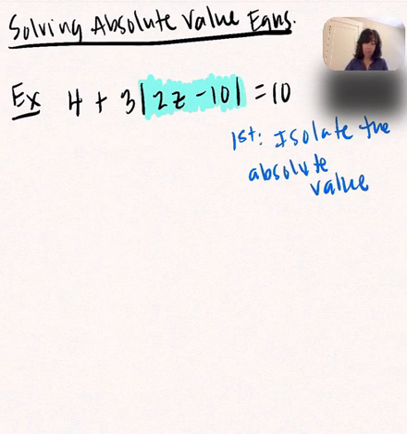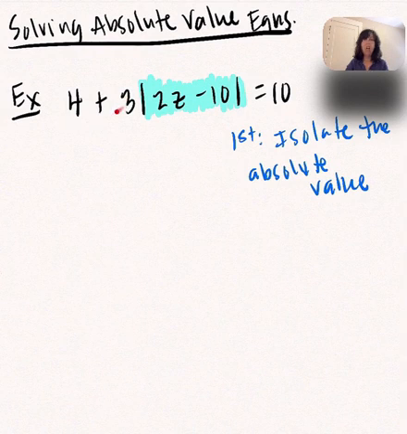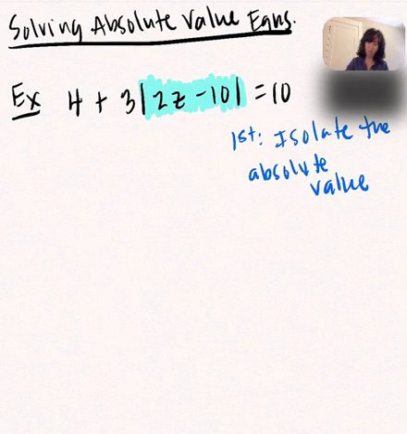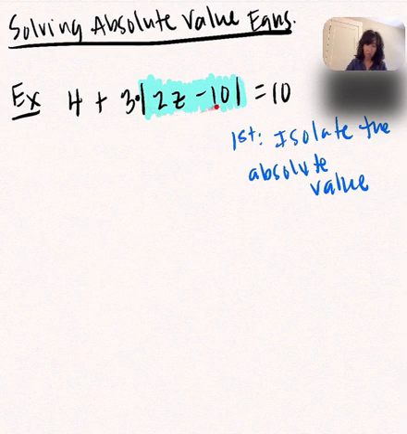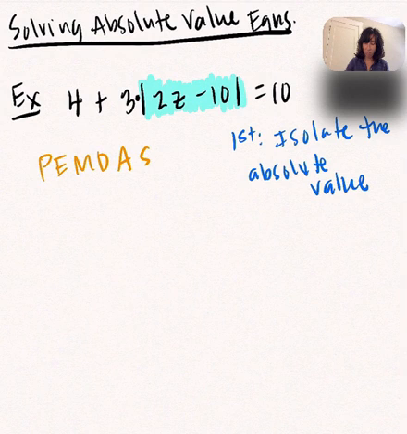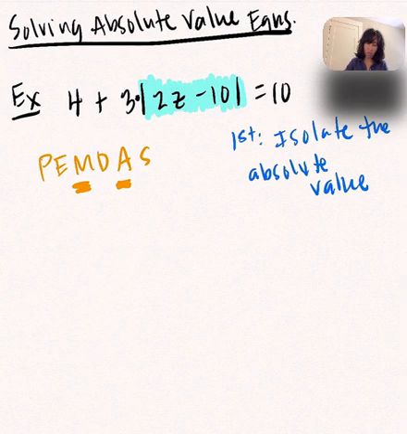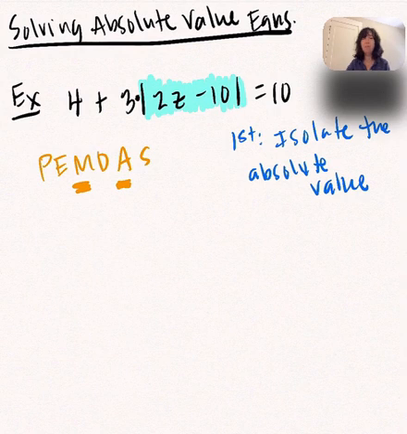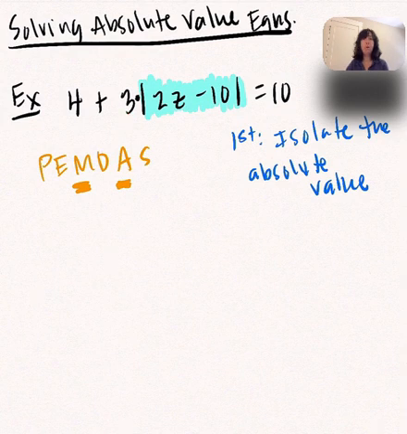It would be a mistake to combine the 4 plus 3. We cannot add the 4 plus 3 first. Why? Because of PEMDAS. Technically, there's a little multiplication symbol right here. We're doing 3 times this absolute value, and order of operations, or PEMDAS, says that we need to do multiplication before addition. So I'm not allowed to do 4 plus 3 before I do 3 times this absolute value. A common mistake is someone's going to try to do 4 plus 3 first. You can't do that. So what can we do?